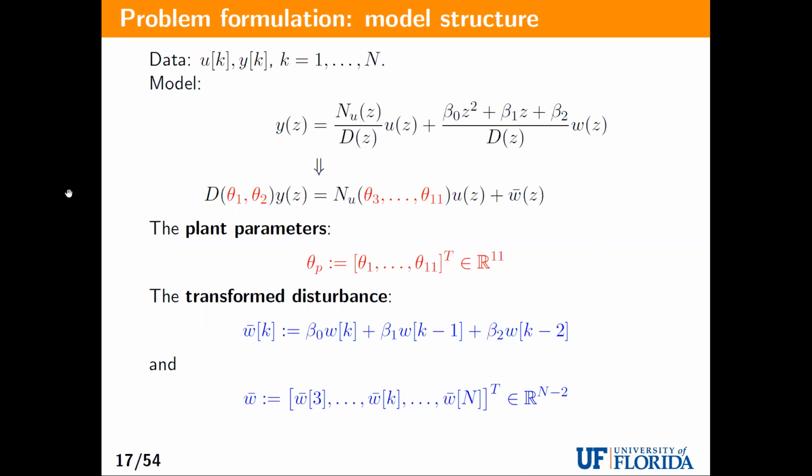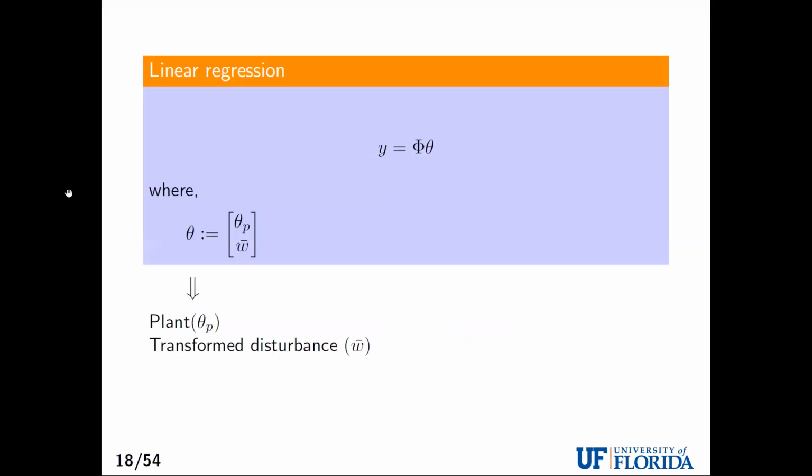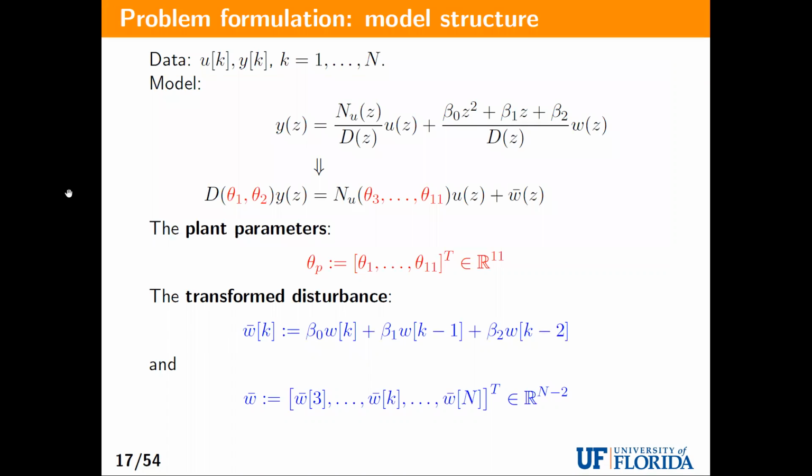All of it gets converted into linear regression. If you have seen this before, it's pretty straightforward. If not, it's not really that important. So you get this linear equation. The phi is a matrix of known things. Theta is where all the unknowns appear, the parameters of your model, and also the disturbance signal.